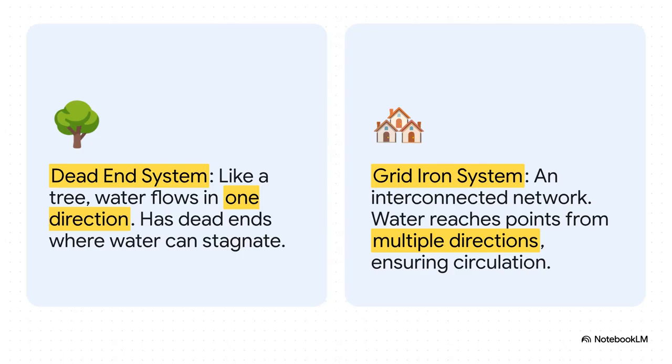There are two main ways to lay out this pipe network. First is the dead-end system. It looks just like a tree, a big trunk main with smaller branches shooting off. The problem, the water at the end of a branch has nowhere to go, so it can get stagnant.